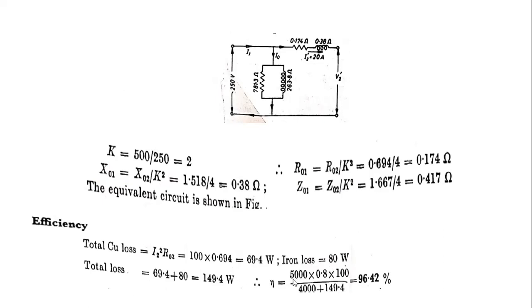Therefore output is equal to 500 into 0.8, this is the output, by input, that is output plus 500 into 0.8 plus total losses. This is the calculation of efficiency. Understand, ma?